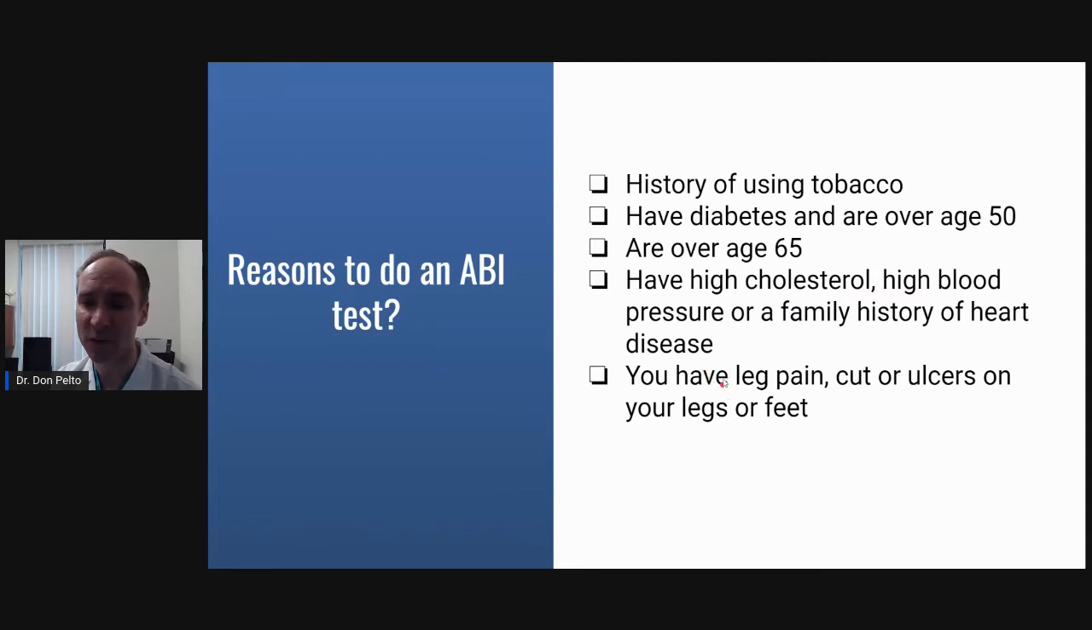And the main thing is if you have a leg pain, a cut or a wound or an ulcer that's not healing, that's slow to heal, that would be a great reason. The leg pain is typically called claudication. It's a cramping pain when you're walking.